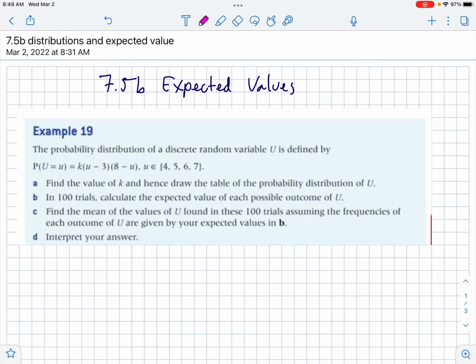All right, IB AI SL2. Today we're going to continue our work with probability distributions, but today we're going to talk about expected values. So before we get to the definition of an expected value, we're going to start with this example.